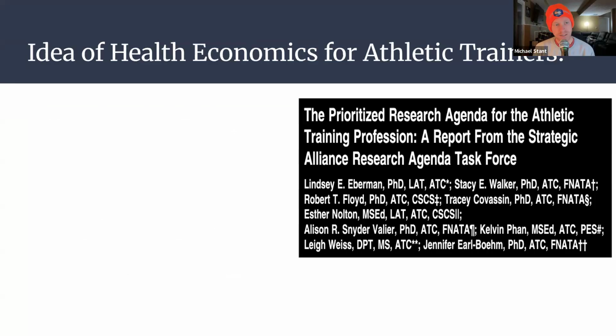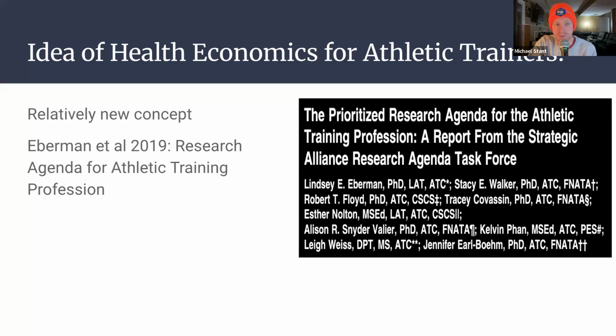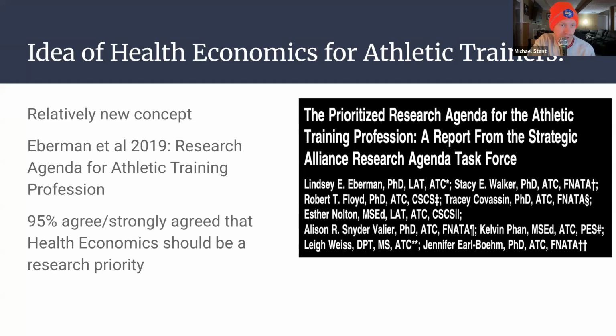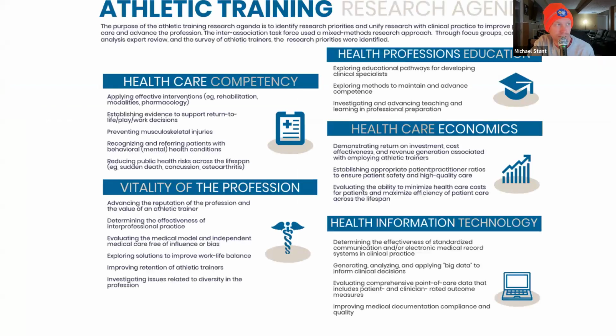So, health economics: when did this actually get into athletic training, right? You saw that one article was 2019, the strategic alliance for the research agenda. This article actually came out in 2019, and this is where they established the research agenda for athletic training. 95% agree or strongly agree that health and wellness should be a research priority. So I'm going to show you what the research agenda is. So there it all is.